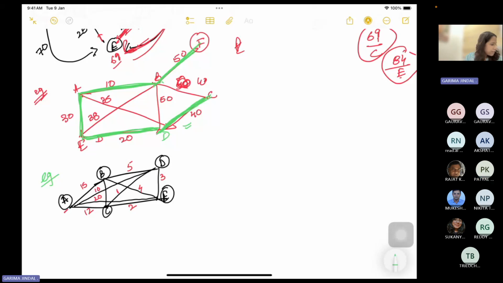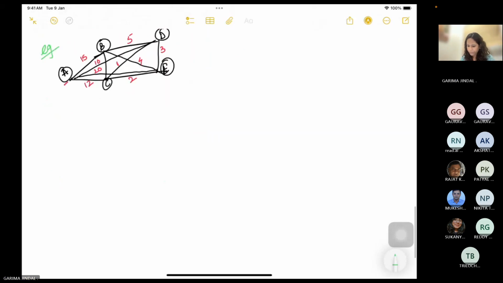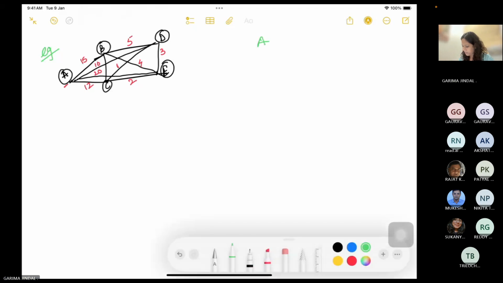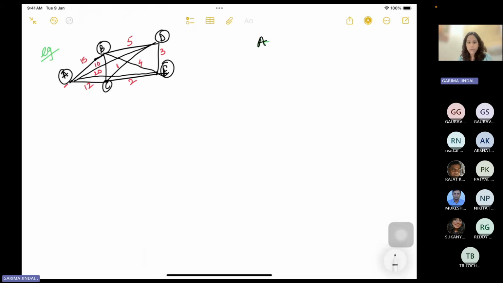So yeah, we are at Prim's algorithm. In Prim's algorithm, we will start with node A. Let me again work through this example as we have done with the Dijkstra algorithm. So we have these nodes A, B, C, D, E.